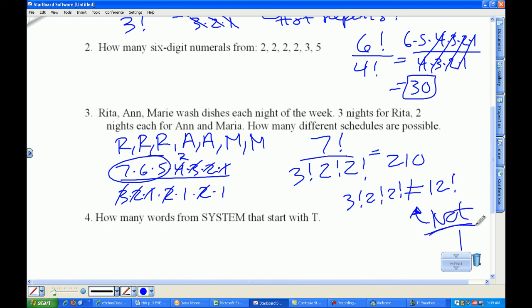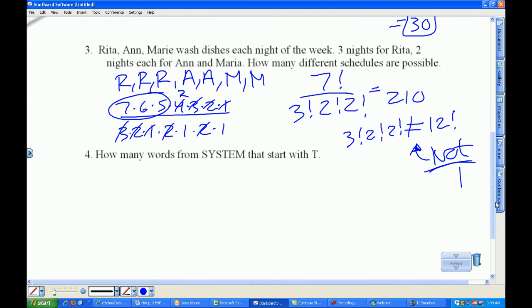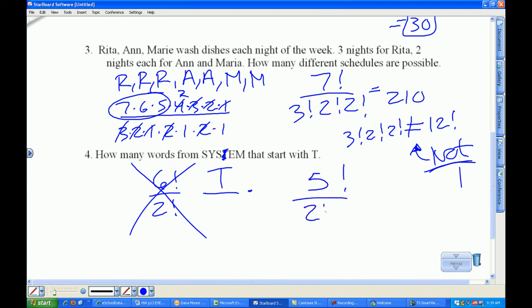Okay? How many words from "system" start with the letter T? All right. This is a bit of a trick question. You might say, well, listen, 1, 2, 3, 4, 5, 6 letters, and there are 2 S's, so I'm going to do that. But that is absolutely not right, because the first letter is starting with a T. So the first spot of my new word has to have a T in it. So take the T out and pretend it's not even there. There is actually 5 letters and 2 S's.